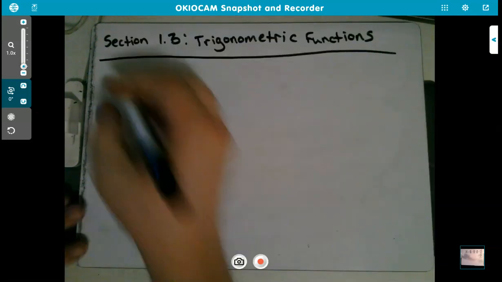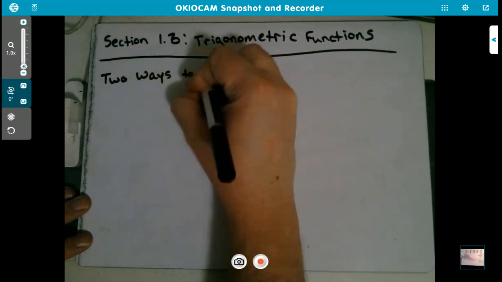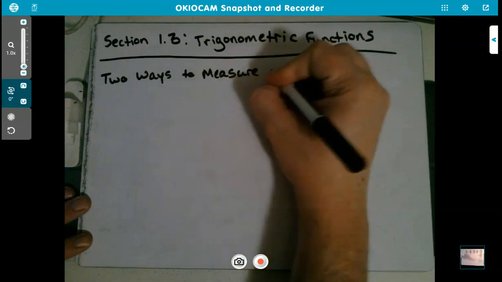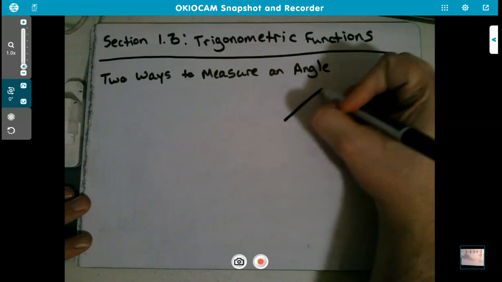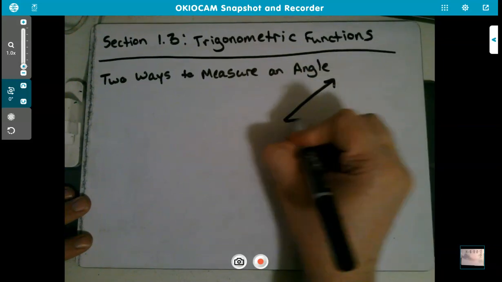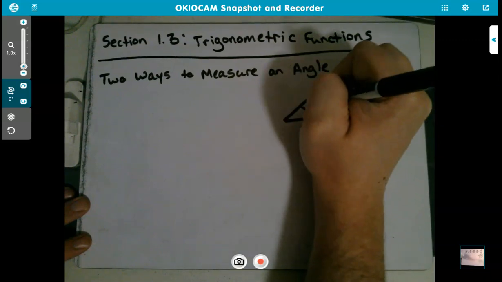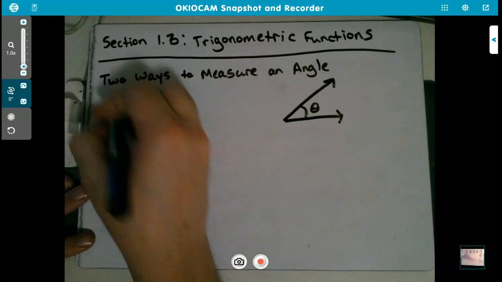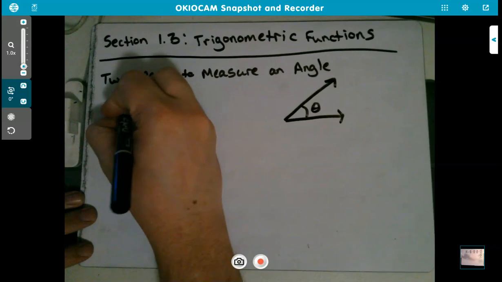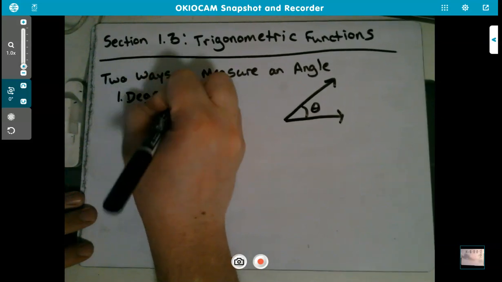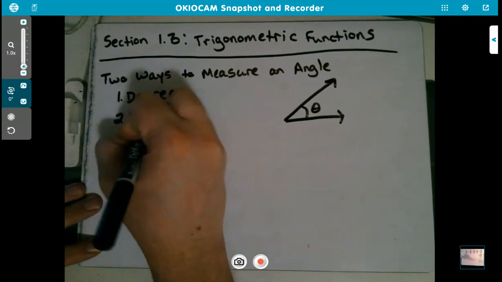Okay, so to start, there are two ways to measure an angle. By that I mean if you have two rays like this, if I have a ray there and a ray right there, there are two ways to measure the space between them. The first one, which is the most commonly used one in the real world, is going to be degrees. That's the one you've probably heard the most about. And then the second one is radians.